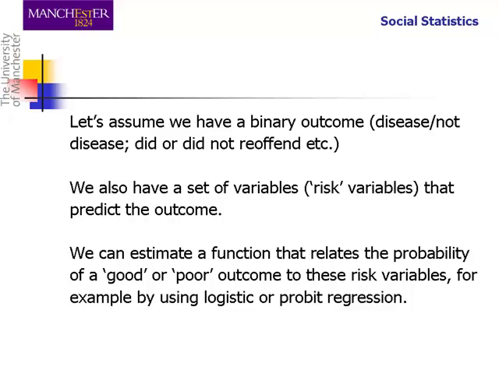And I prefer to use the phrase risk variables rather than risk factors, because risk factor implies that you're talking about either having the factor or not having the factor. So in other words, there's an impetus to treat these predictive variables as binary variables as well, which actually I think wastes information. So I think it's better to think of them as risk variables and not to feel you have to compromise them. Now, if we've got this information, then we can estimate a function that relates the probability of a good or a poor outcome to the risk variables.